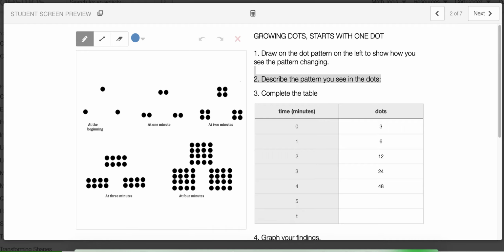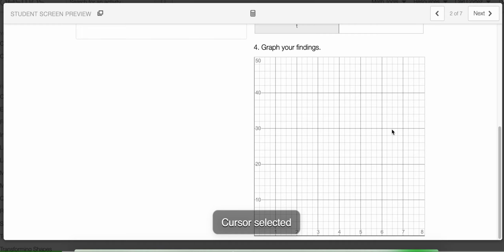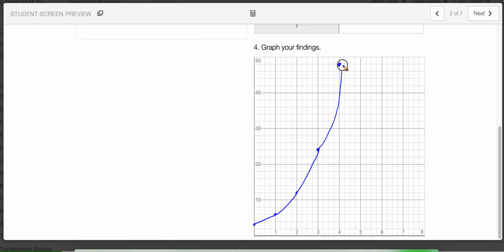All right, and if we were graphing out these findings, this doesn't take too long. Recall that at the very beginning, we only had 3 dots. And then at 1 minute, we had 6 dots. At 2 minutes, we had 12 dots. Then 24. Then 48. And you soon start to see that this gets pretty wild, which is normal. That can happen. So the graph would look something like that. Sounds good.